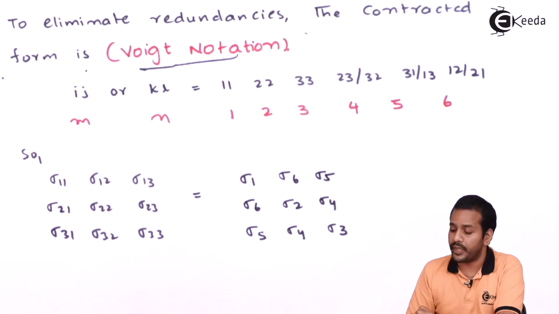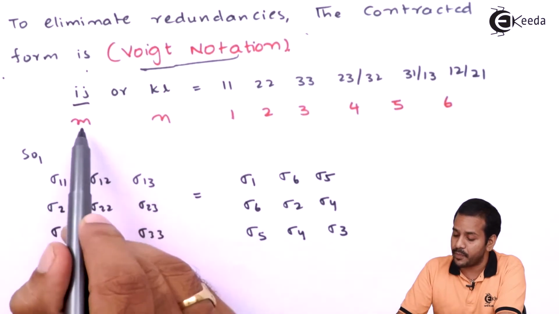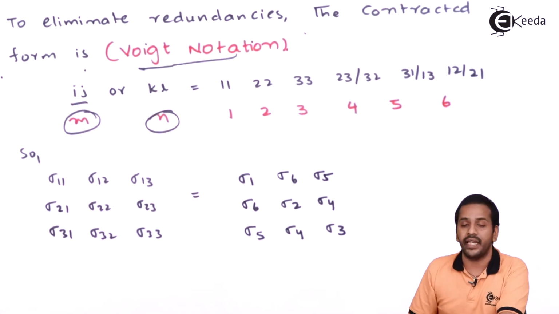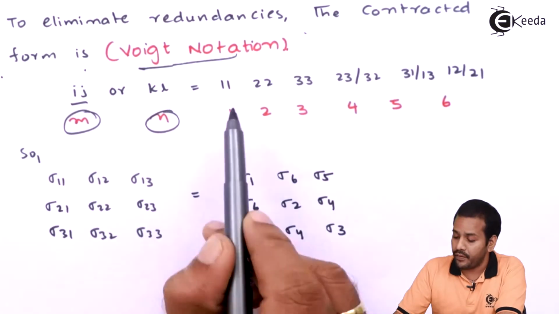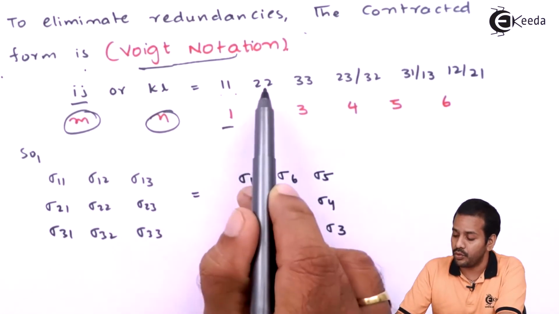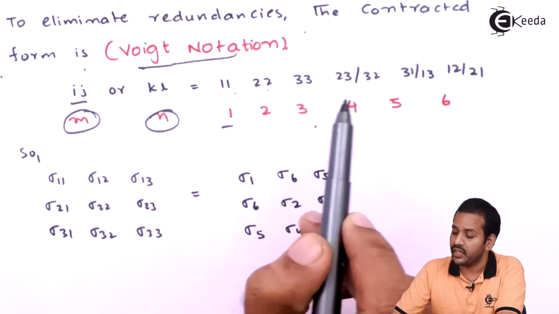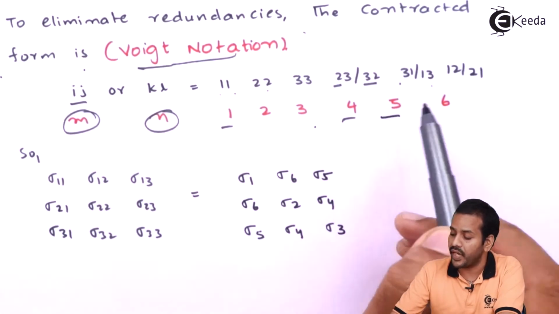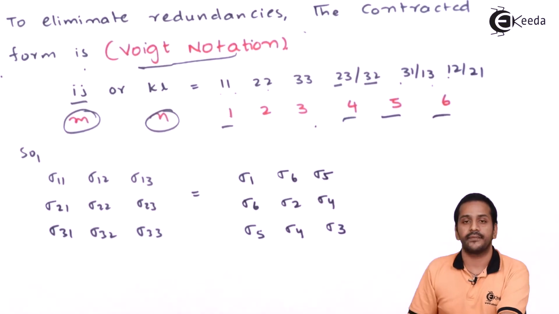That Voigt notation can be represented as this ij is represented with a single index m, and this kl is represented with another single index n. And wherever 1,1 appears, that is represented with 1, 2,2 with 2, 3,3 with 3, and either 2,3 or 3,2 with 4, 3,1 or 1,3 with 5, 1,2 or 2,1 with 6.